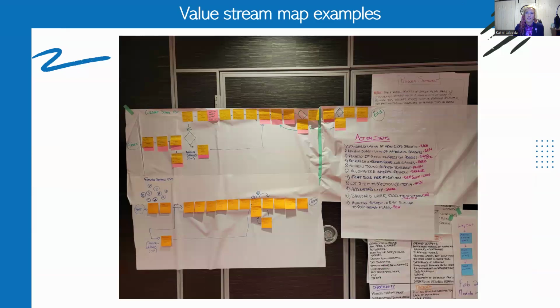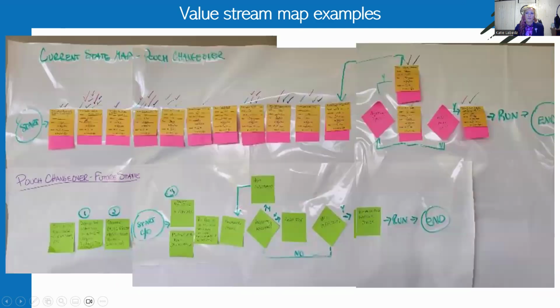Here is another one. Top one is current state. Bottom one was their future state and their action items. This was for a changeover process. Current state was top, future state was the bottom.